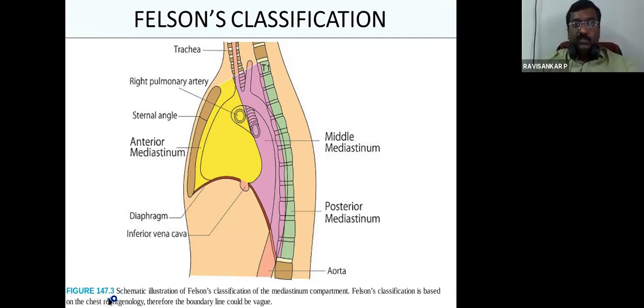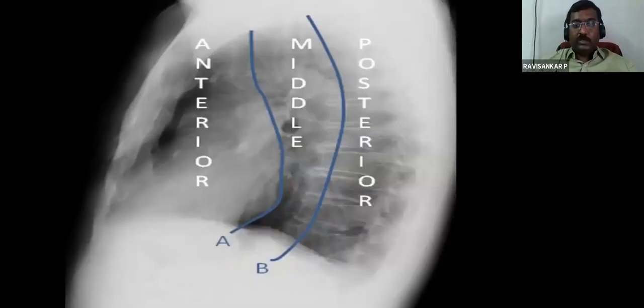The Felson's classification is based on X-ray, where the X-ray is divided into three parts. This is known as the anterior mediastinum, which is based on the pulmonary artery. Since it is based on X-ray, it is a slightly vague classification of division.